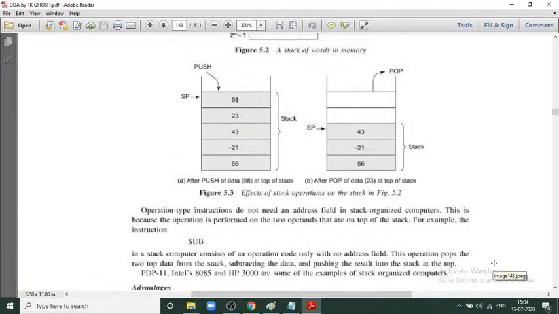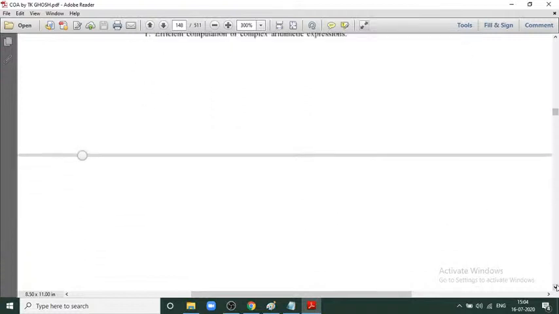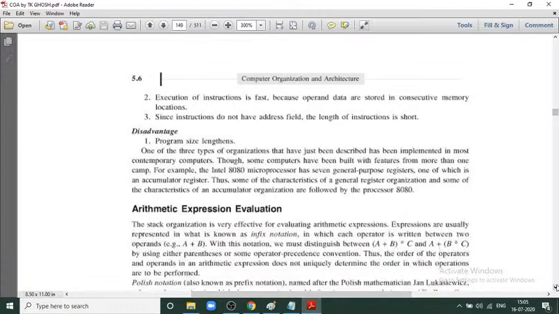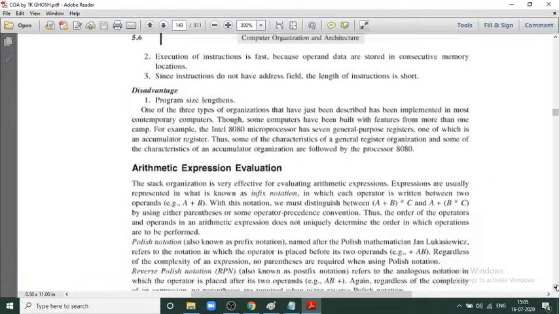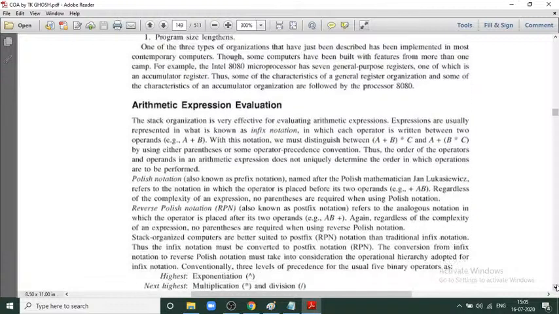The PDP 11, HP 3000 and 8085 microprocessors use stack based organization. The advantages are: number one, efficient computation of complex arithmetic expressions; number two, execution of instructions is very fast because operand data are stored in consecutive memory locations; number three, since instructions do not have any address field, the length of the instruction is short. The disadvantage is that program size is lengthier, because we are only using zero address instructions here, which is why we need more programs. Next day we shall discuss arithmetic expression evaluation, subroutines, and different types of instructions such as zero address, one address, two address, three address.